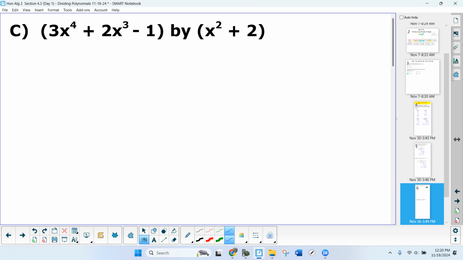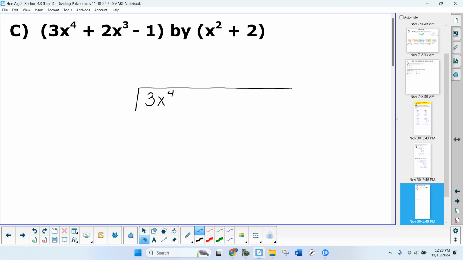Here's a problem with C, guys. Not with the divisor, but with the dividend, what you're putting on the inside, you have to write that in standard form, and I would put zeros for any missing terms. So, for example, I have 3x to the 4th.